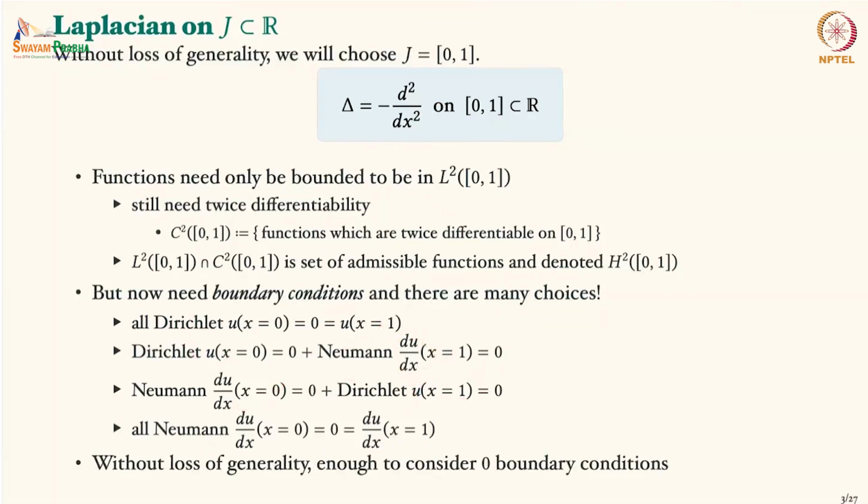Okay, and again, you might wonder why I picked 0. It turns out, without loss of generality. Whenever a mathematician says without loss of generality, it means that if this is some other non-zero number, you can handle it. It's no big deal. So for understanding purposes, it's enough to just consider 0 boundary conditions.